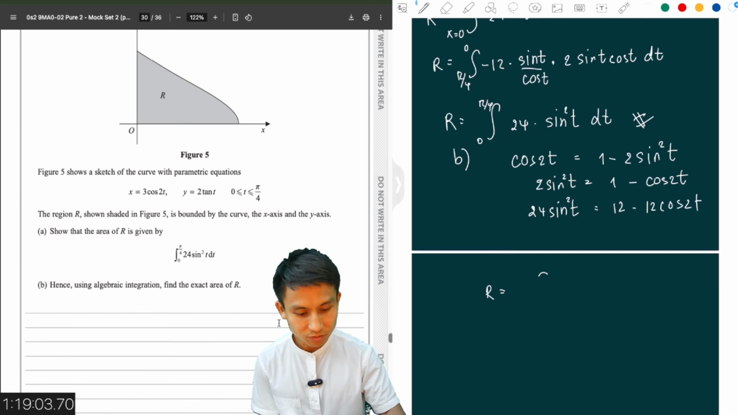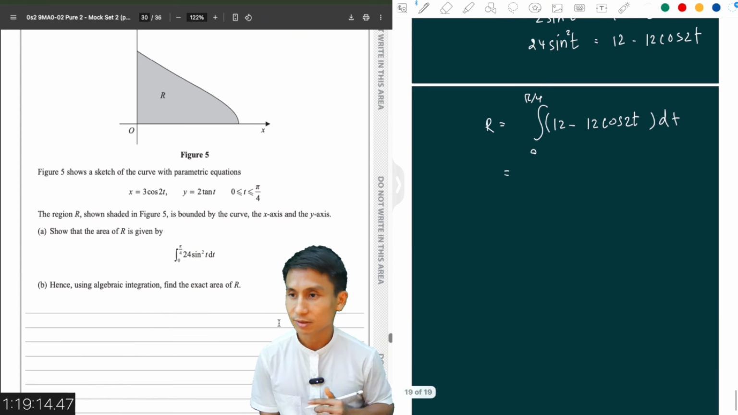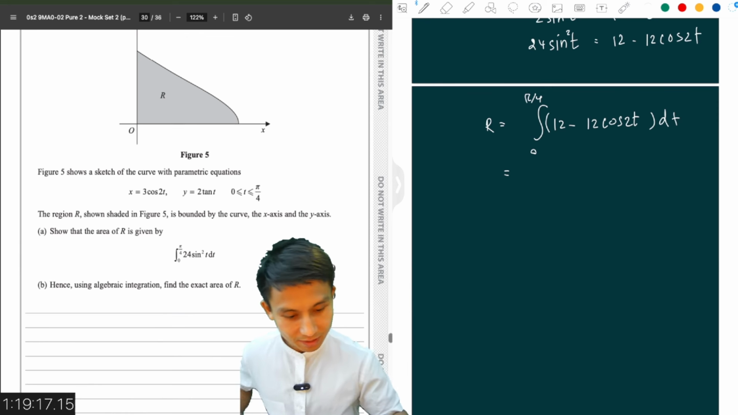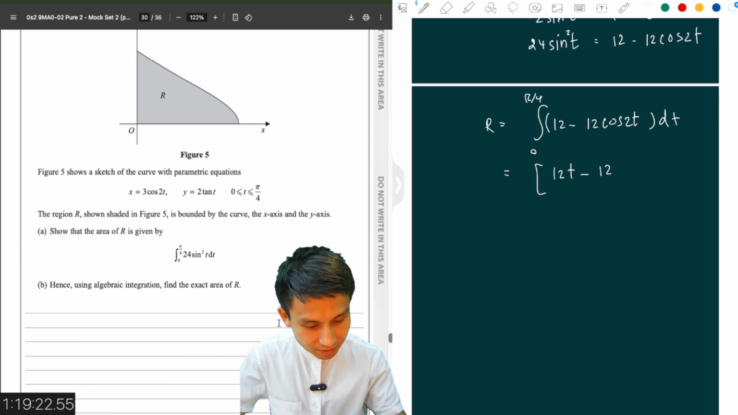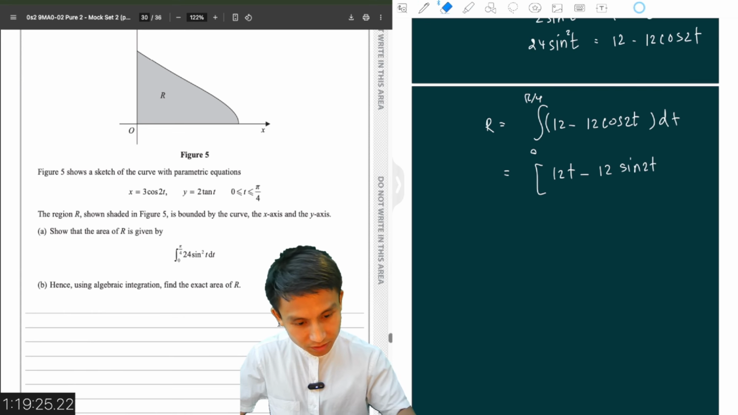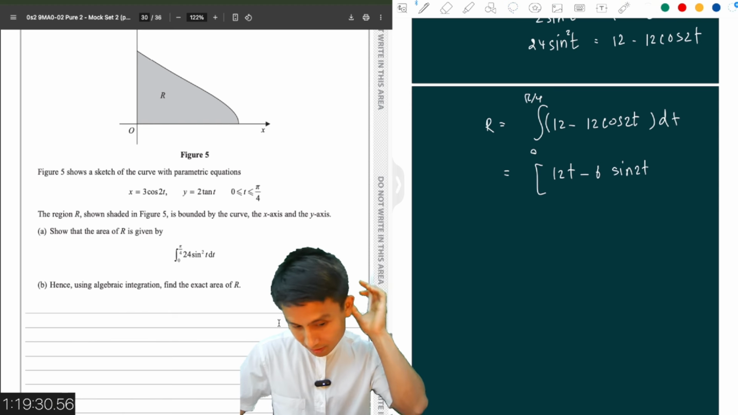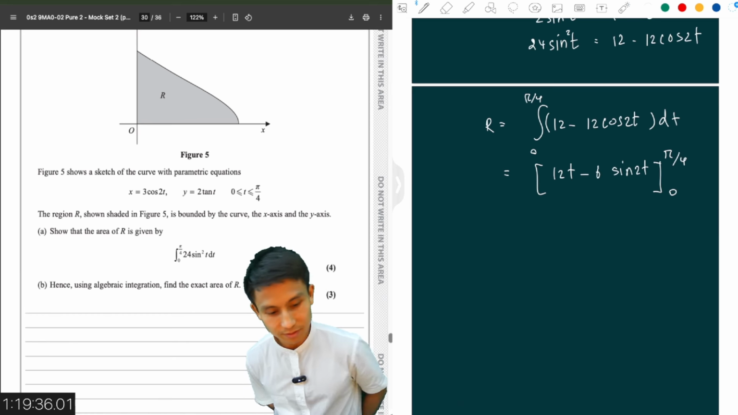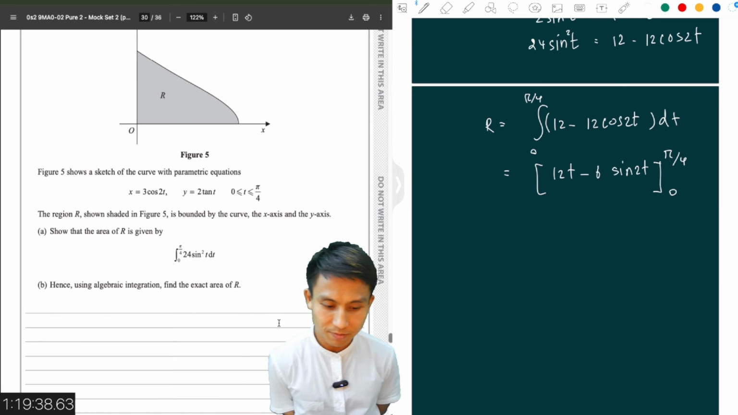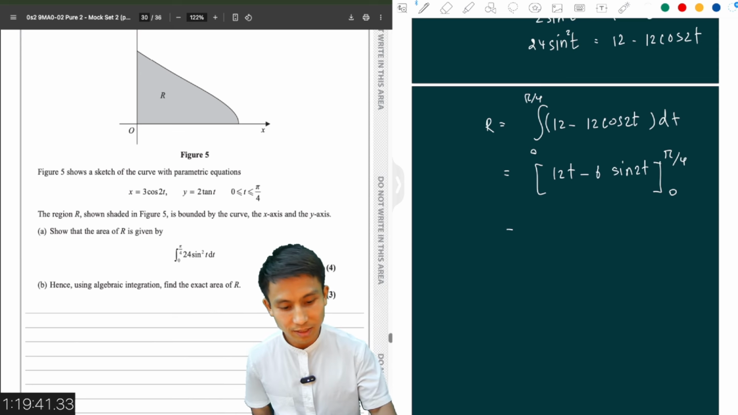So that means R equals the integral from 0 to pi over 4 of 12 minus 12 cos 2t dt, right? Okay, integrating that, we get 12t minus, integrating cos, we get a sine, and then we do the reverse chain rule, we get a 6 here because we got to divide by 2. All right, and then we sub in the bounds 0 to pi over 4. Okay, I think that's fine by me, right? Yeah, and then we sub in the bounds.